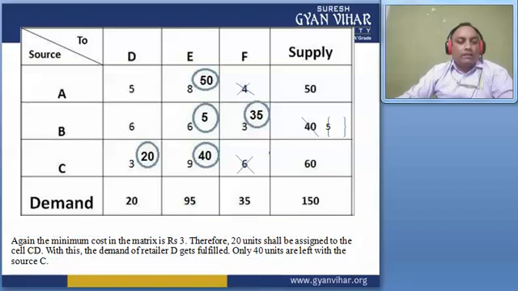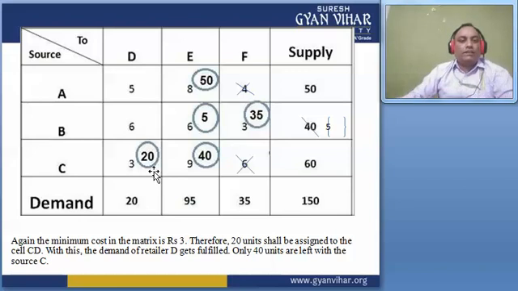Again the minimum cost in the matrix is rate 3. Therefore 20 units shall be assigned to the cell CD. With this the demand of retailer D gets fulfilled and only 40 units are left with the source C.